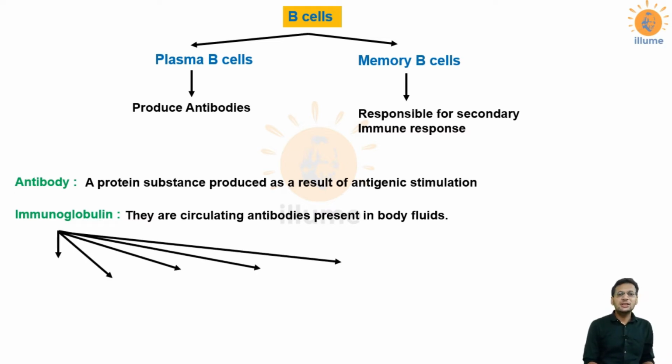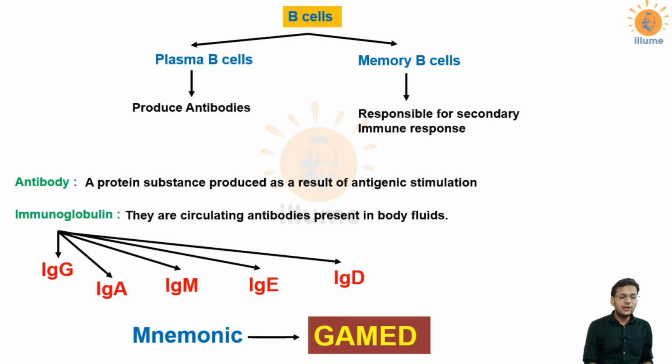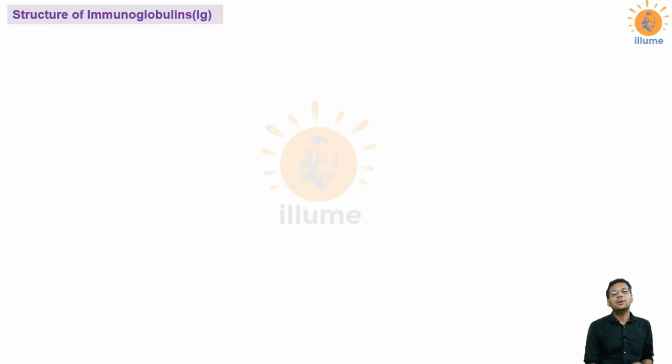Immunoglobulin in short is called Ig, and there are 5 types of immunoglobulins which we need to study. The structure of immunoglobulin and antibodies is almost the same. These are of 5 types: IgG, IgA, IgM, IgE, and IgD. The mnemonic to remember all of them is GAMED. By the word GAMED, you can remember the 5 types of antibodies. Now, the question is, why are they named so? I'll be discussing this in a while.